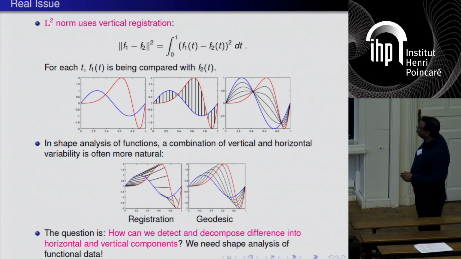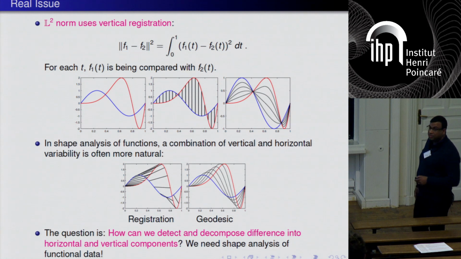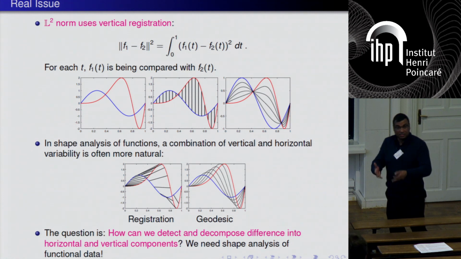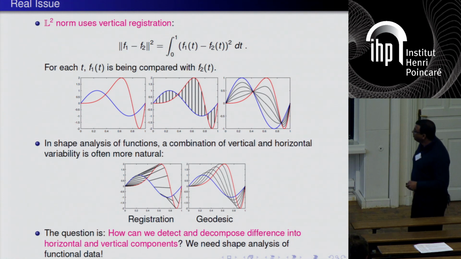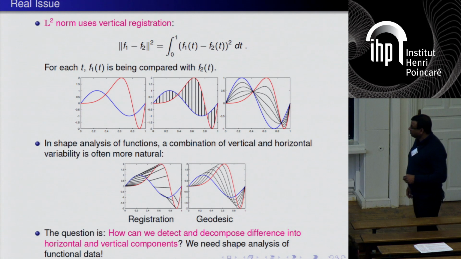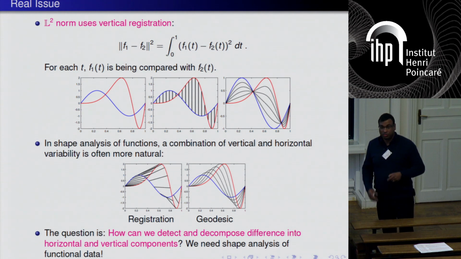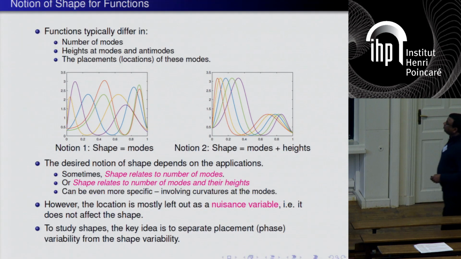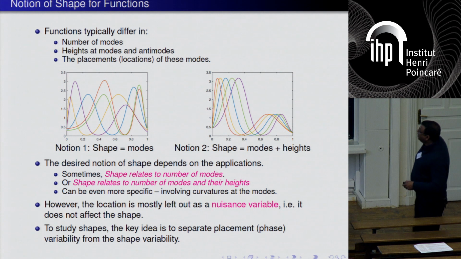The goal is to incorporate this problem of registration in the analysis, in the metric for functional data. So this is the next question. Given any two functions, how can we decompose the differences? And this forces us to think about not just the functions as themselves, but the shapes of the functions. So I want to talk about the notion of shapes.